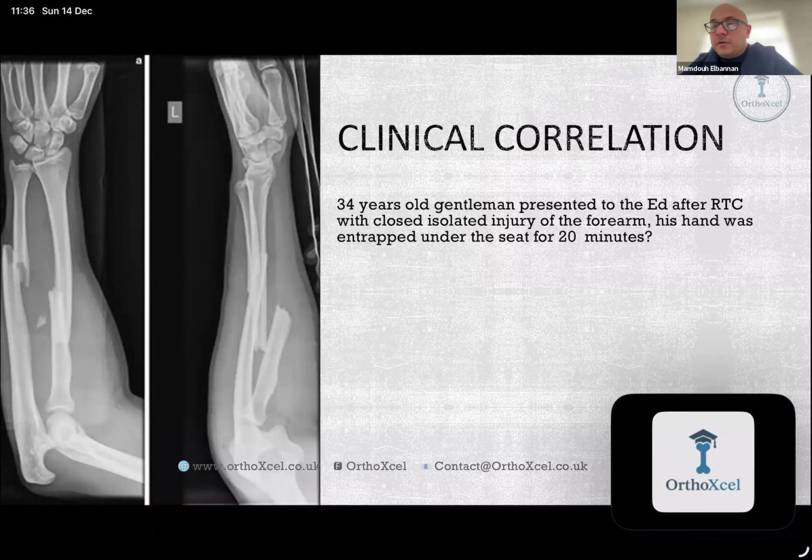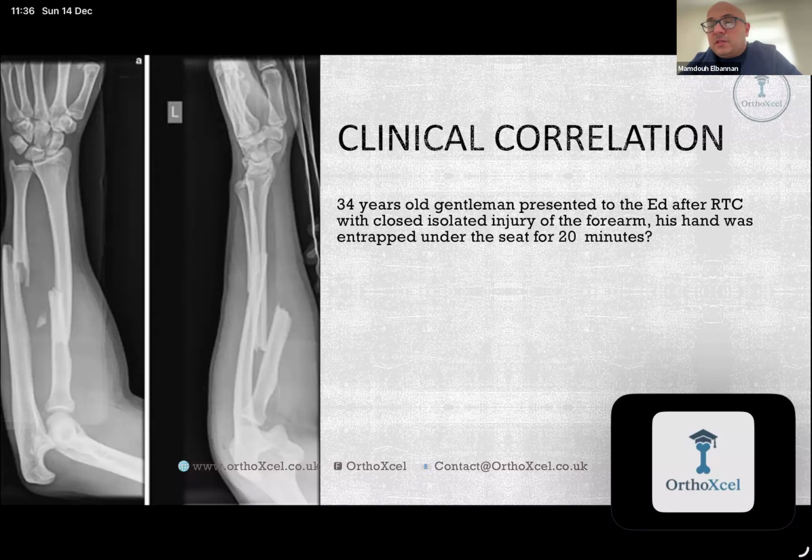So this is a 34-year-old gentleman presented to the ED after RTC with a closed isolated injury of the forearm. His hand was entrapped under the seat for 20 minutes. How will you approach this patient? For me, when someone gives me this question and they will not give you the X-ray first, this is a high energy trauma. I will assess this patient according to the ATLS protocol.